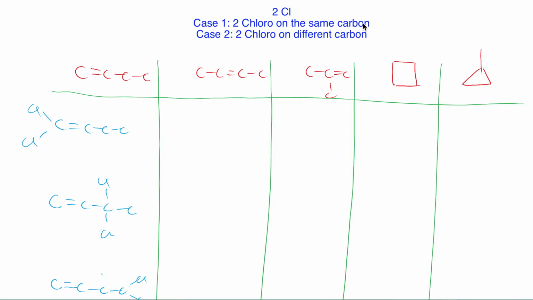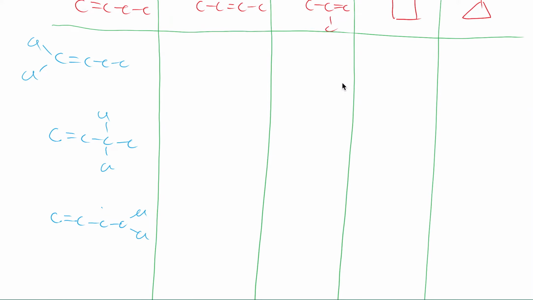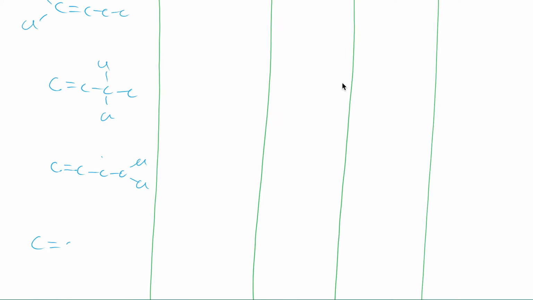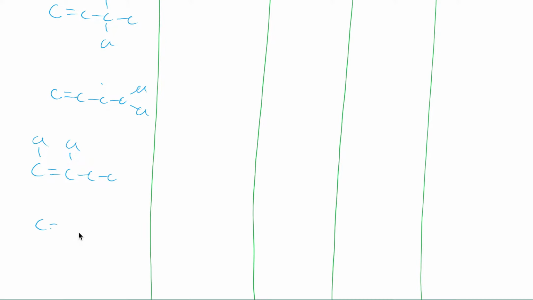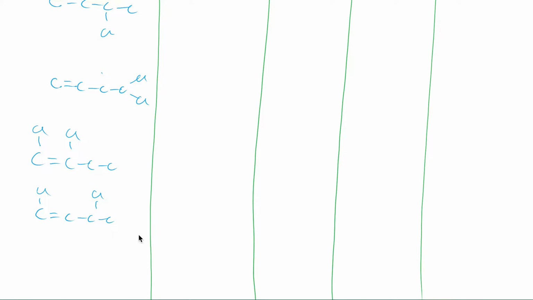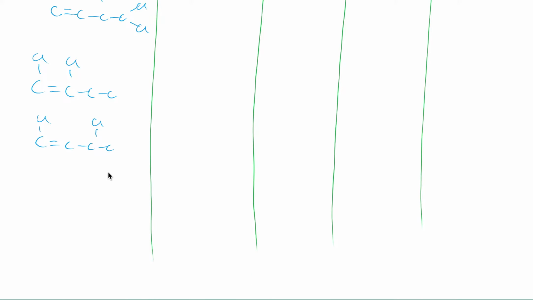Now let's consider the cases where the chlorines are on different carbons. So the chlorine atoms can be in the 1, 2 position. They can be in the 1, 3 position, and then they can be in the 1, 4 position.